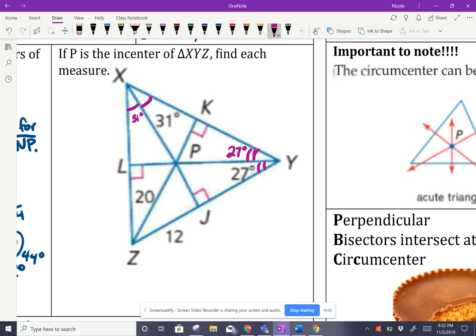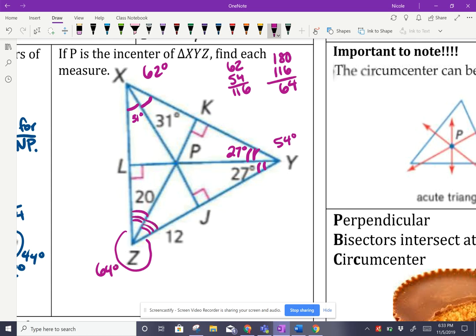I can look at 31 plus 31. This whole corner here is 62. This whole corner over here is going to be 54 degrees. And so for our whole corner down here, we're going to take 180 minus 54 and 62, which is 116. We're going to subtract this and get 64. So this whole corner down here is 64 degrees. And these are angle bisectors. So that's going to divide by 2. So that's going to mean these are 32 degrees each.